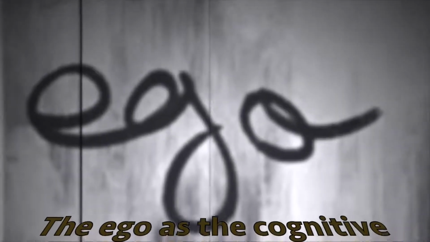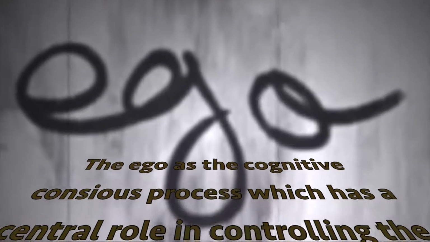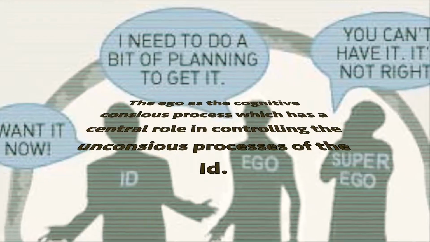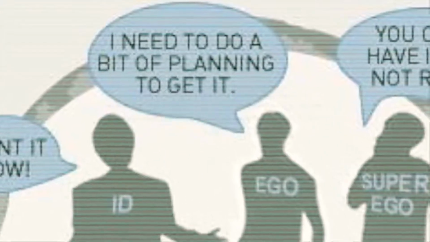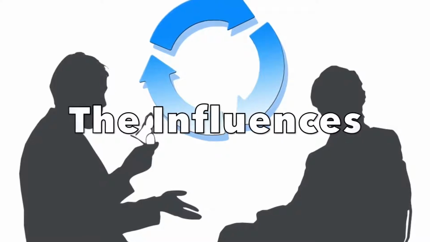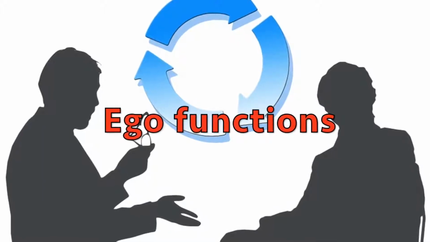Hartmann defines the ego as the cognitive conscious process, which has a central role in controlling the unconscious process of the id. Influences such as the social environment, anxiety, biological needs, and psychological needs manifest themselves in the id, to which the ego enacts control over.